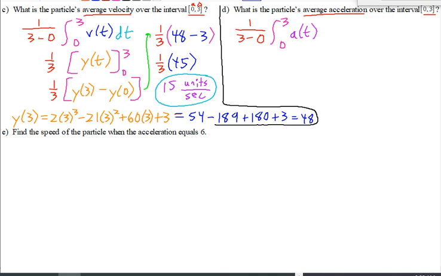So at first glance, you could find the acceleration function, put it in here, and then integrate it. That would work. However, remember when you integrate acceleration, you just get back velocity, reversing that process, from 0 to 3. So there's no need to actually do integration for part D, because you just integrate to get velocity. So here we'll have 1/3 times v of 3 minus v of 0.